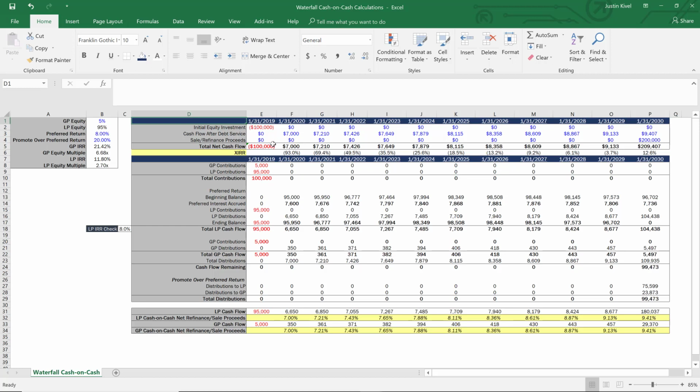If you go down to row 31, we have our total LP cash flow after it runs through the waterfall model, and we have our total GP cash flow as well. Then we have our cash on cash return for both the LP and the GP, net of refinance and sale proceeds, right down here. What you'll notice is that we have identical numbers down here. And the question really was, why is this the case?